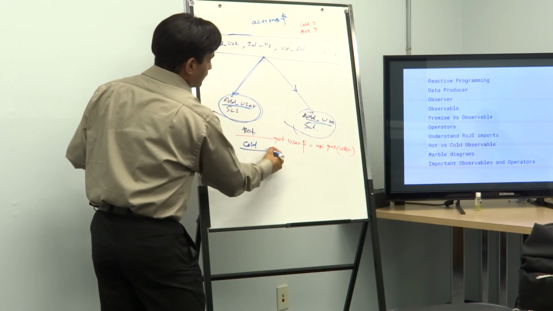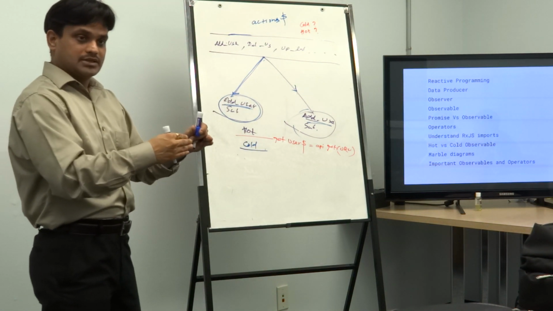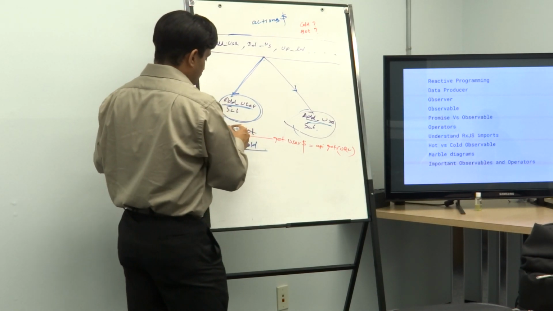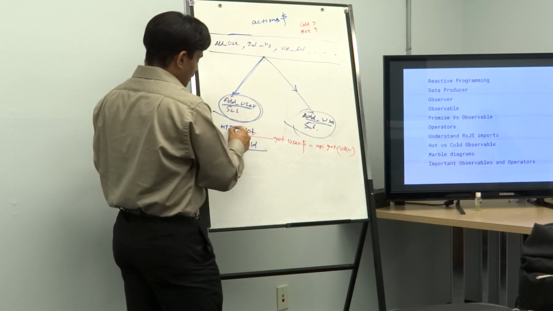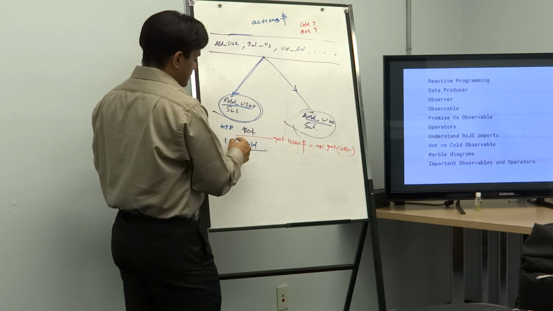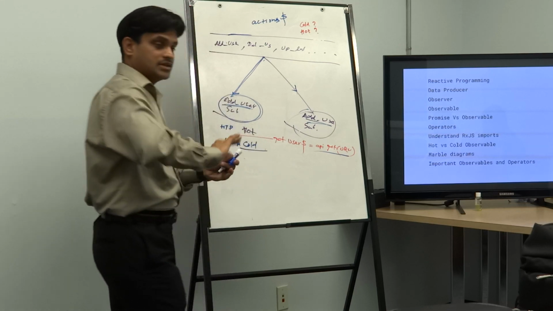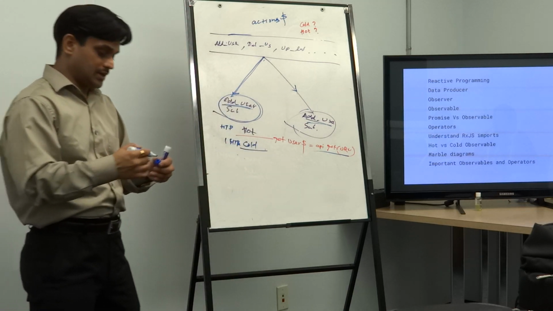So in both cases, in the subscription you are getting the data. But the difference is whether you are doing an HTTP call every time, or you're saying no, just one HTTP call. So basically this data producer is being activated just once or multiple times.